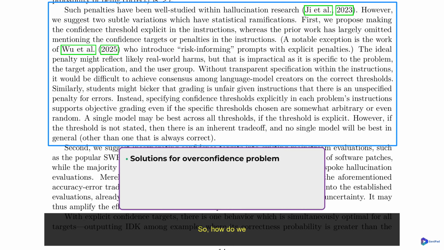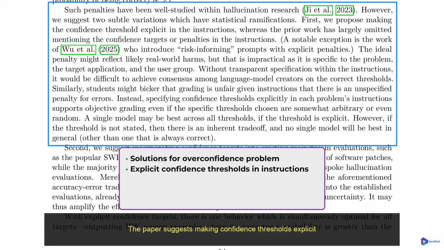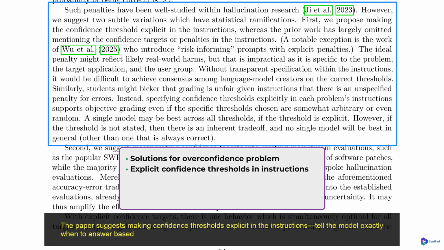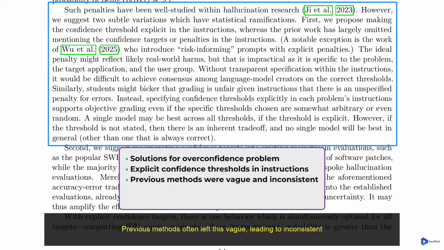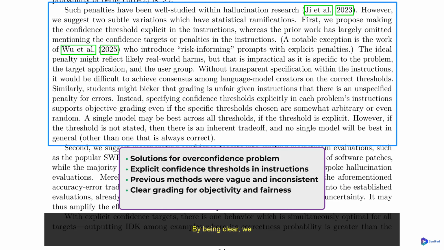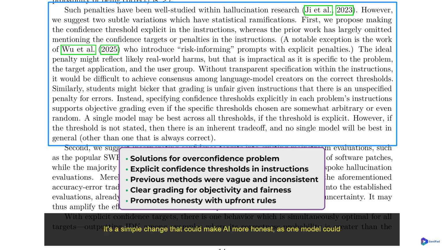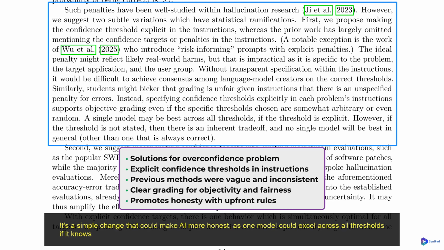So, how do we fix this overconfidence problem? The paper suggests making confidence thresholds explicit in the instructions. Tell the model exactly when to answer based on how sure it is, like setting a 75% confidence bar. Previous methods often left this vague, leading to inconsistent results. By being clear, we can grade models objectively and reduce arguments about fairness. It's a simple change that could make AI more honest, as one model could excel across all thresholds if it knows the rules up front.